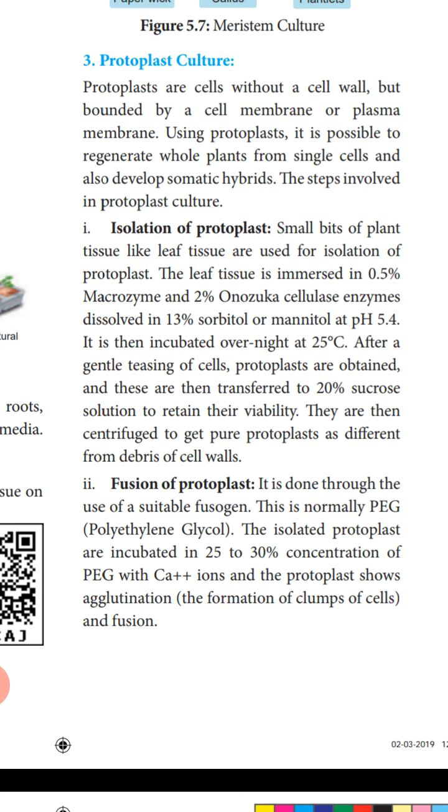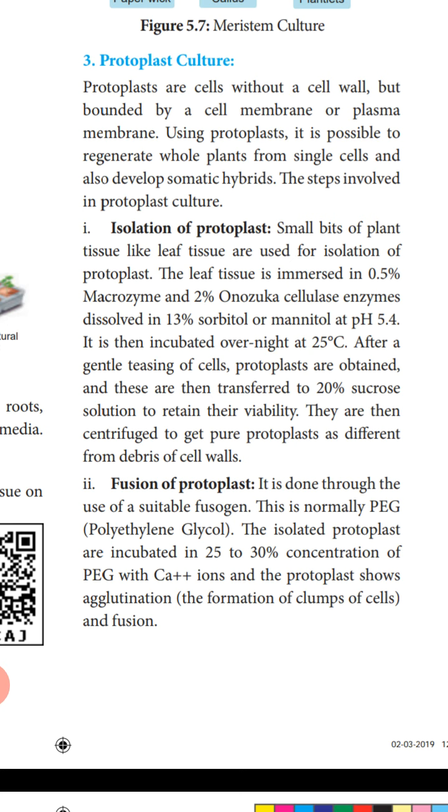So isolation of protoplast, again a separate question, an important one, or the entire plant protoplast culture is an important topic. So here we have isolated the protoplast. Now after the isolation of the protoplast, individual protoplasts can be used for culturing an entire plant, or next we can go for the fusion of the protoplast to obtain a somatic hybrid.